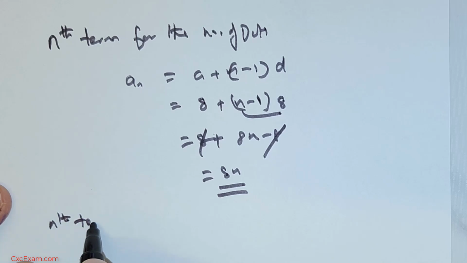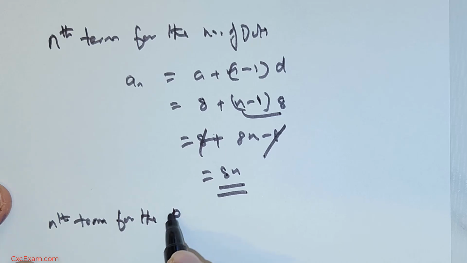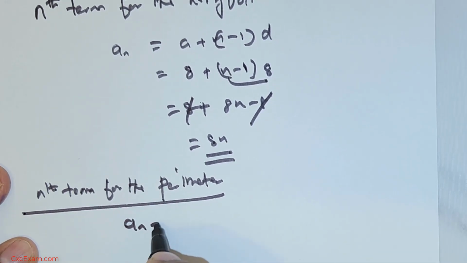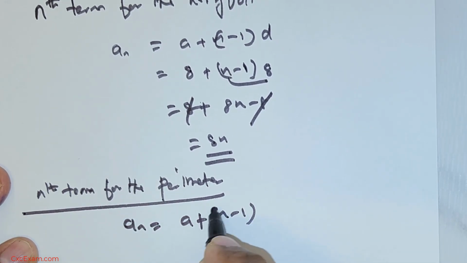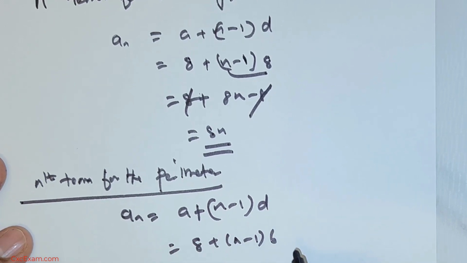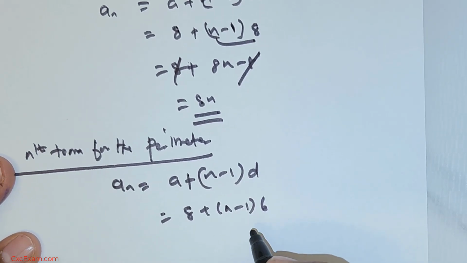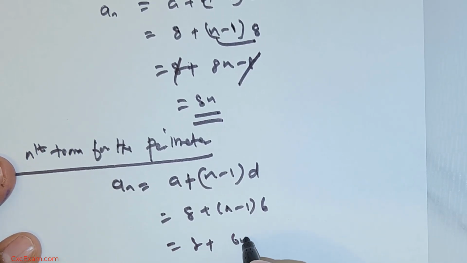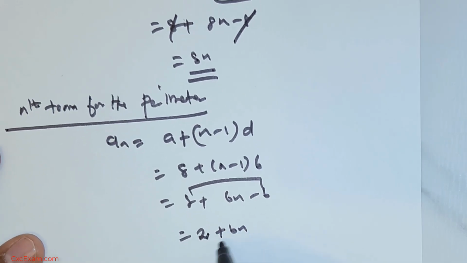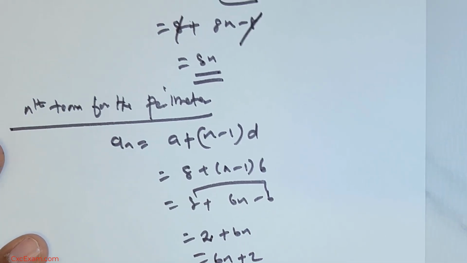Now we need to also get the nth term for the perimeter. Okay. So we will use the same formula. an is equal to a positive n minus 1 into d. The first term is 8, n has to be known, and the difference is 6. So it's 8 positive 6n and negative 6. You add these two things, you get 2 positive 6n. Right, so we can rewrite it as 6n positive 2. So this is the nth term.